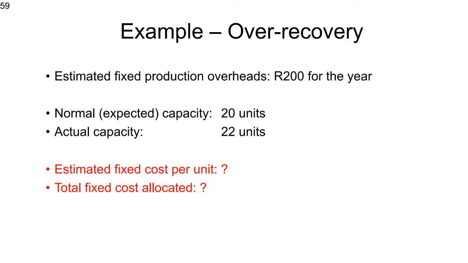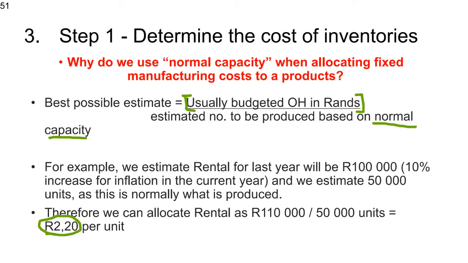Right. So this example says we've got estimated fixed production overheads of 200 Rand per year, right? So what is this? What's another word for this? We can call that total fixed production overheads, right? So if we go back to our diagram, that 200 Rand is this number, all right? That's what they're trying to tell us in this example.